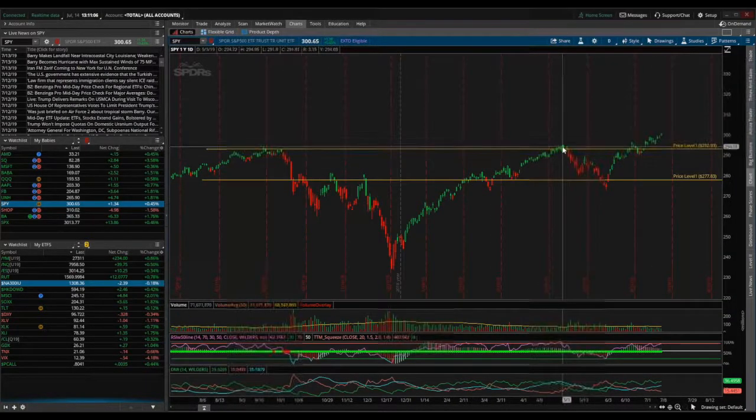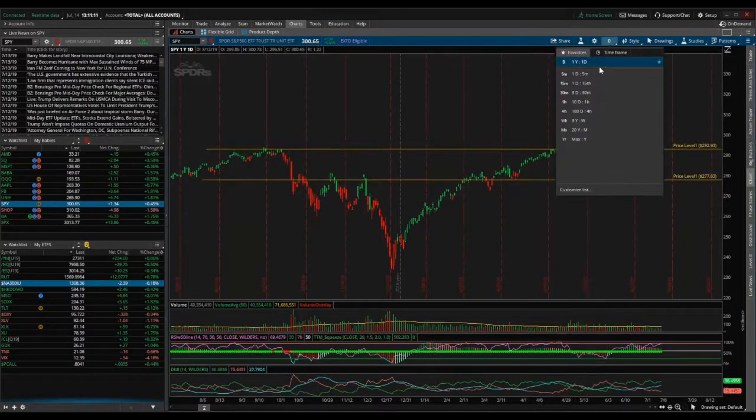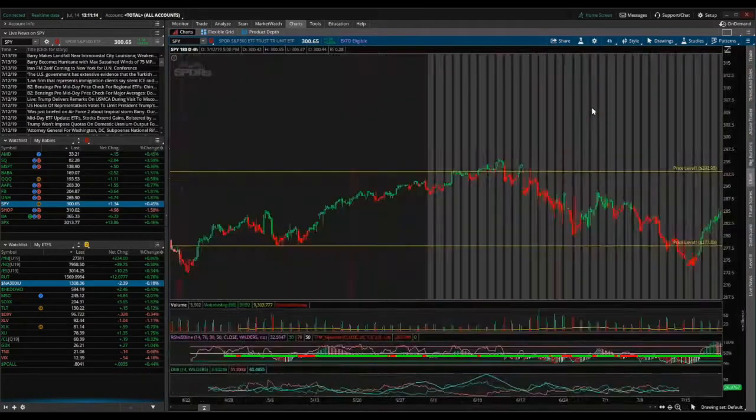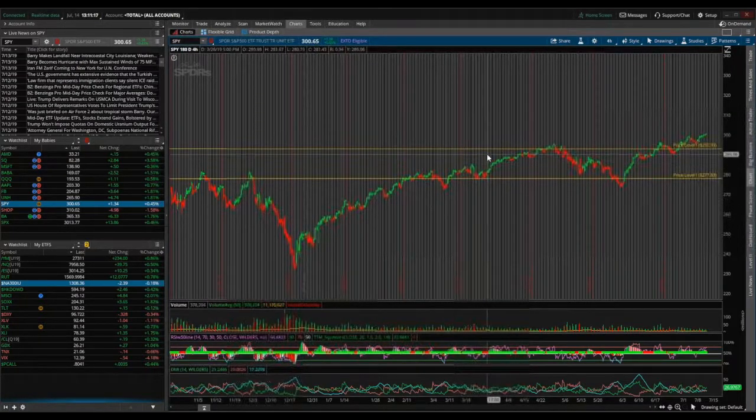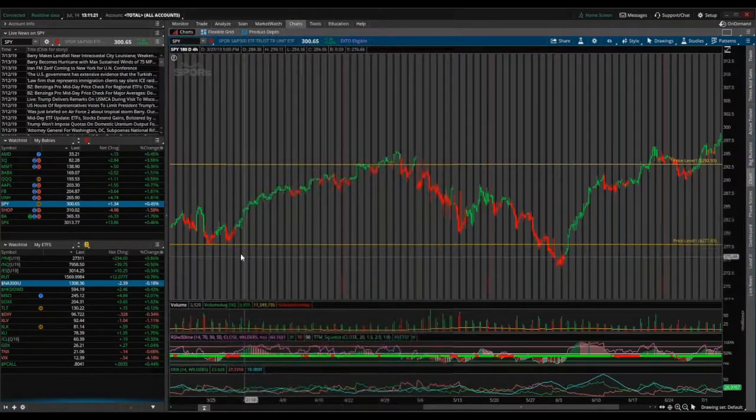Daily levels tend to be very strong, or stronger than these lower time frames like the 5 minute, 15, 30, 1 hour, 4 hour. But if we look at how this played out on, say, the 4 hour chart, you can see pretty clearly that those levels acted as support and resistance.